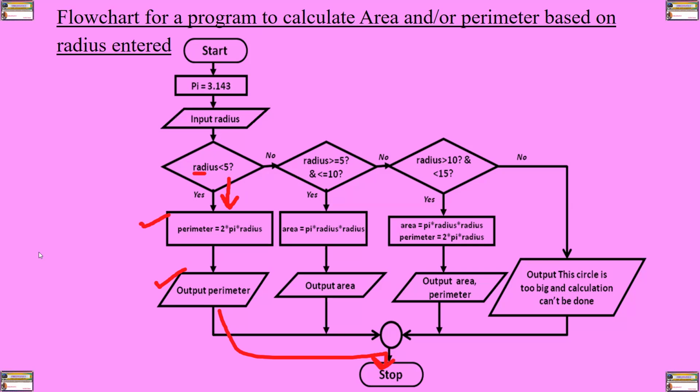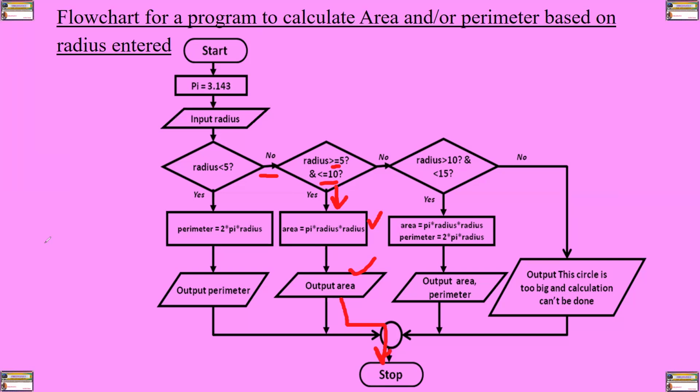Otherwise, if the value that is entered is not less than 5, then the second condition is checked. And the second condition is: is the value of radius greater than or equal to 5, but less than or equal to 10? So if the value entered is ranging between 5 and 10, that means the condition is true. This part will be followed. The processor will compute the area and display it on the screen, and the program will end.